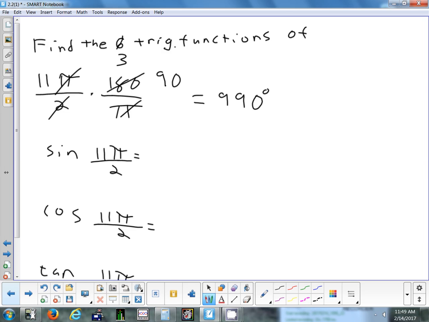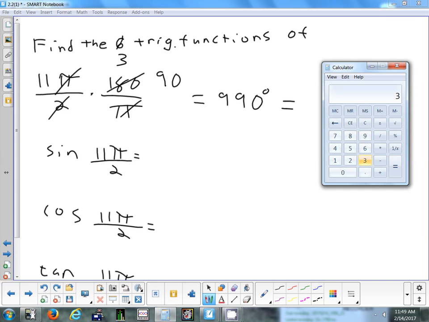If you don't like working in radians, then that's better because now you have it in degrees, but still not the best option here. What can I do with 990? Yep, subtract 360. And I can probably do it a second time. So I'm going to take 990, subtract twice. If you accidentally go too far and it becomes negative, then add 360 back to it. 270.